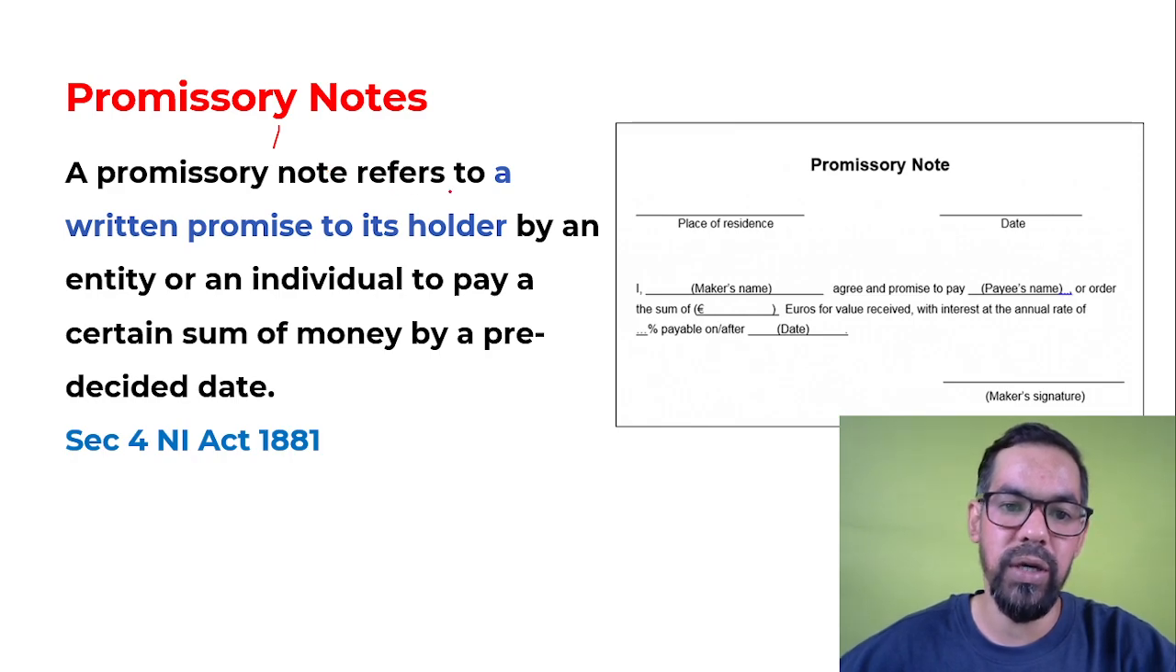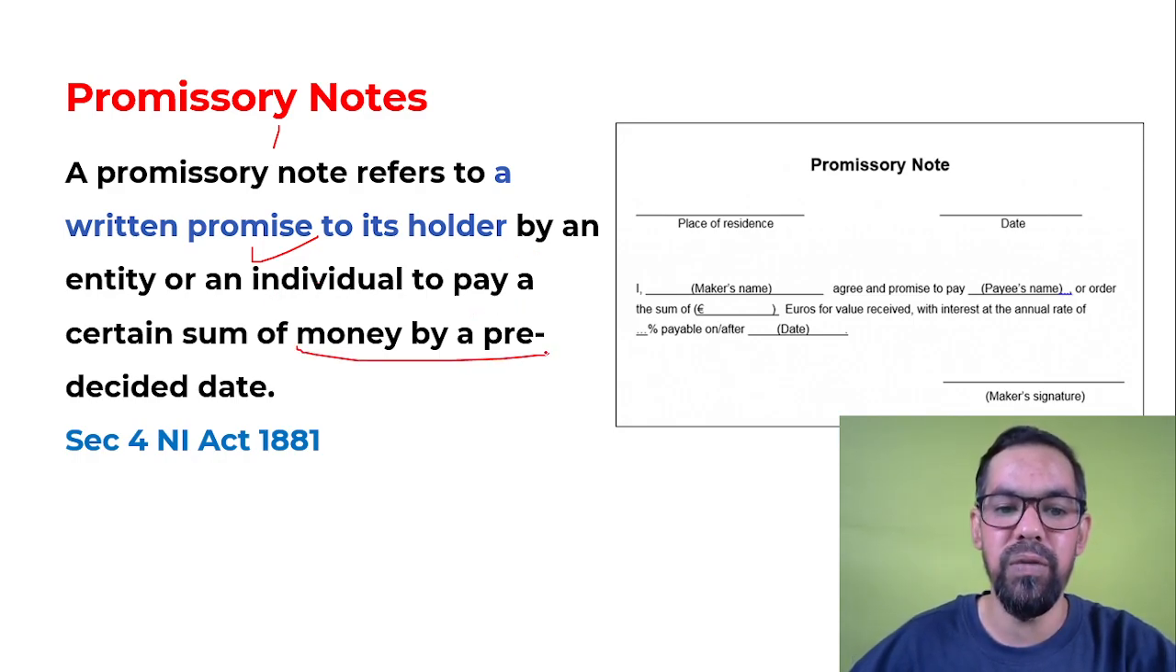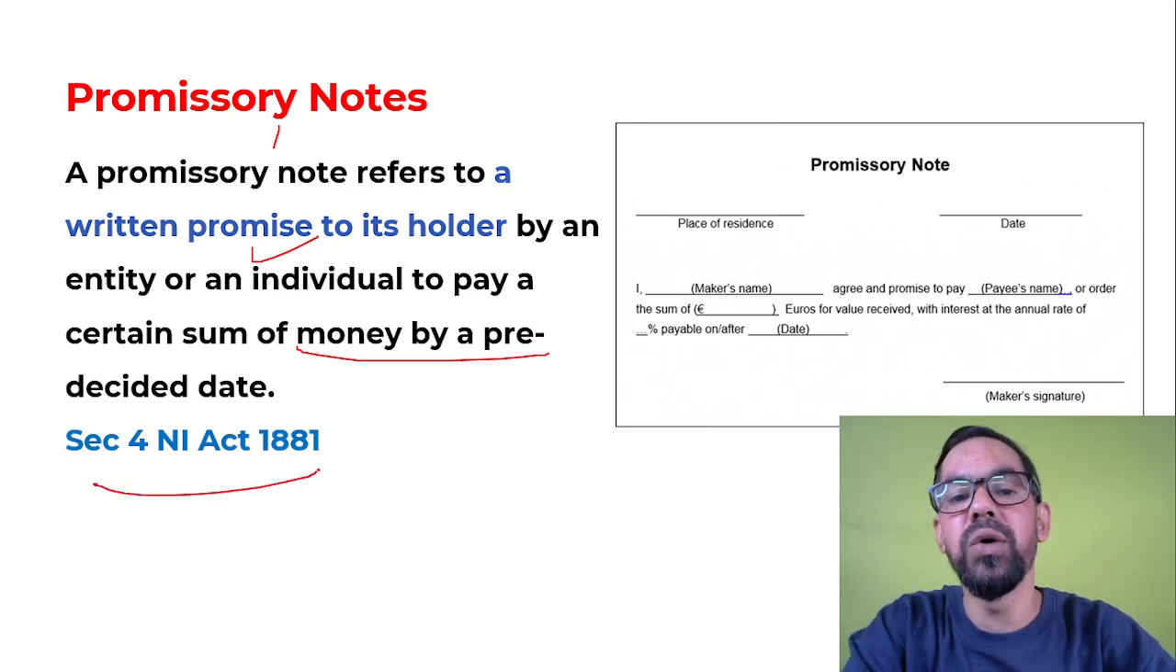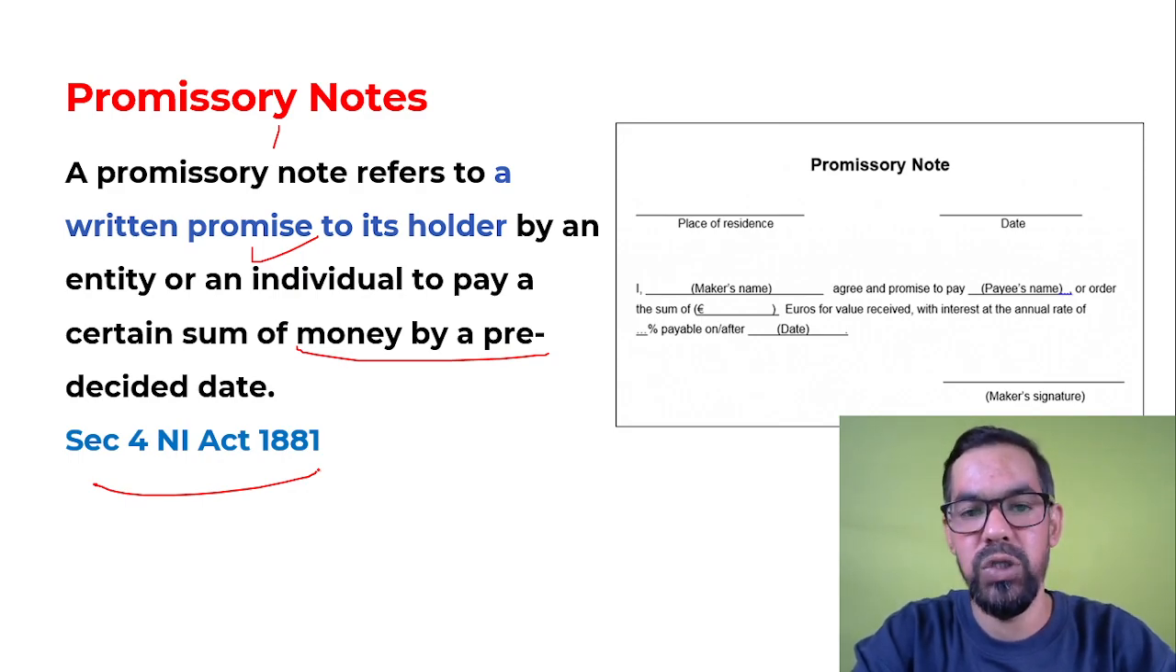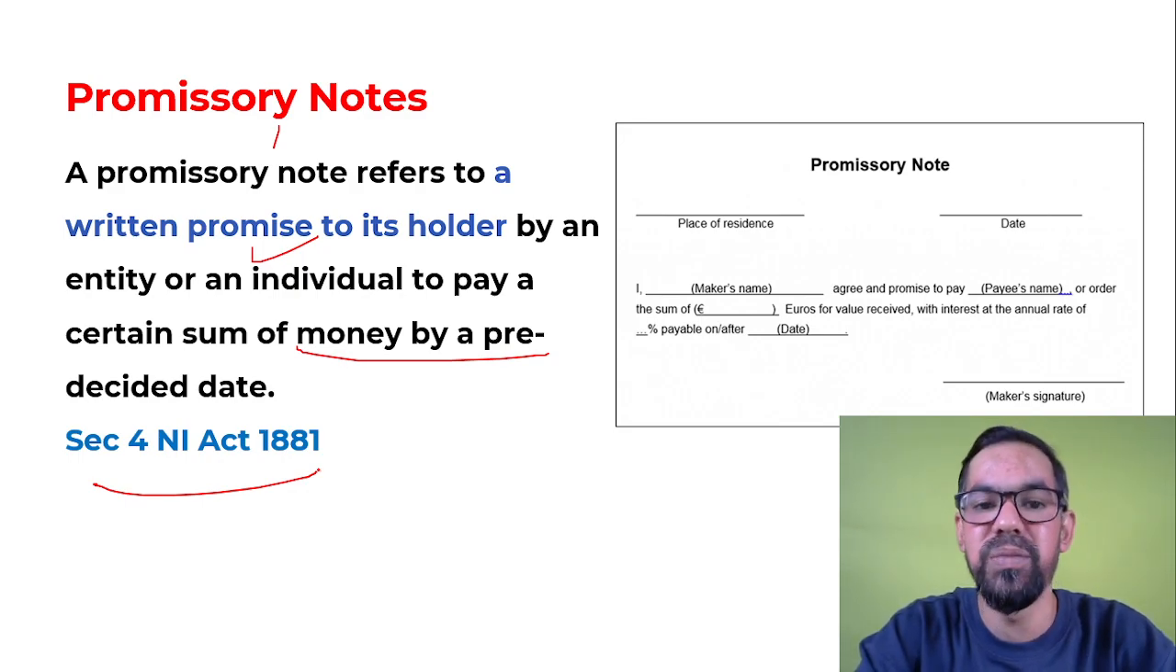A promissory note refers to a written promise to its holder by an entity or individual to pay a certain sum of money by a pre-decided date, and it is defined under section 4 of Negotiable Instrument Act 1881. So it's a negotiable instrument, which means it is a legal document. Okay, so you cannot make any false promises on these particular documents.